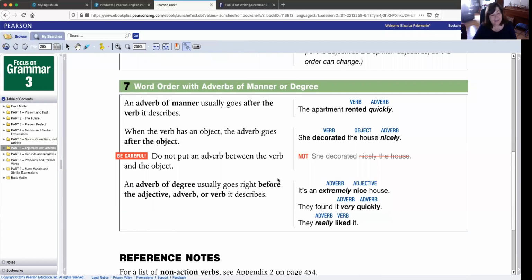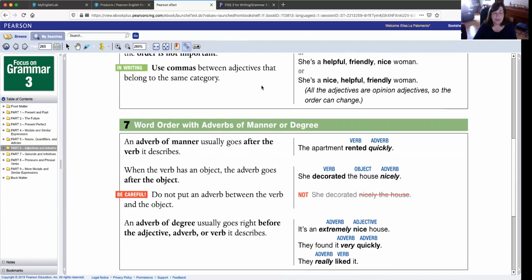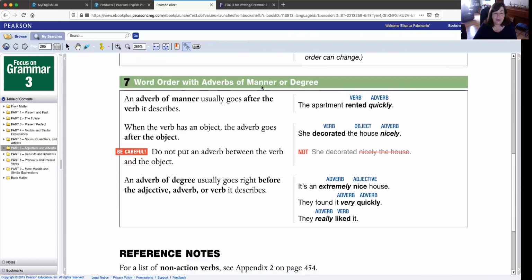And we're on the last one, folks. Don't give up. Word order with adverbs of manner or degree. Okay, so now we're talking about adverbs. Here we were talking about adjectives, and now we're talking about word order with adverbs of manner or degree. Remember, adverbs of manner mean in what way, how, and degree means to what extent, how much.